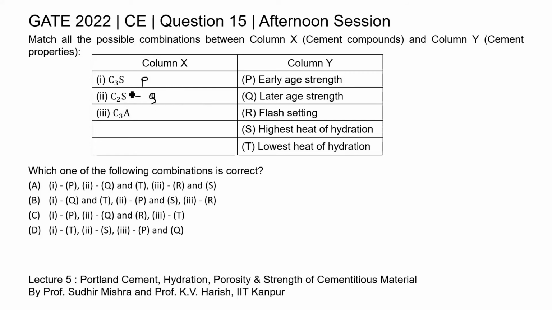Also, C2S produces low heat of hydration, which is given as lowest heat of hydration, T. So the correct match will also be T. The property of C2S is also lowest heat of hydration, that is, it produces low heat of hydration. C3A reacts quickly with the water when it is added to the cement and is responsible for flash setting, that is R. And it also produces high heat of hydration, which is in option S.